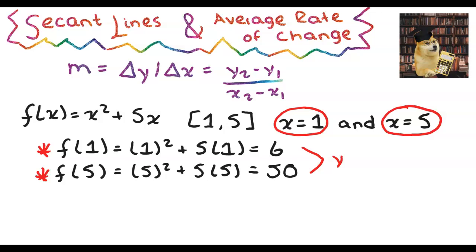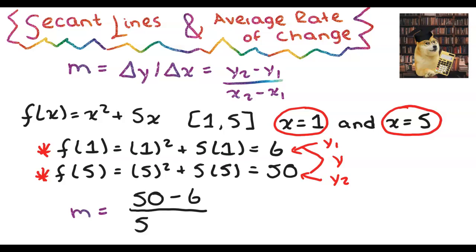Therefore, the problem solved with 1 will be equal to y1, and our 50 is going to be the y2. So it comes to be easily solved like this. We plug in the values right here. Our y2 is 50 minus 6, and what are our x's? The ones that were provided at the beginning. 5 minus 1. So we solve it in parts.